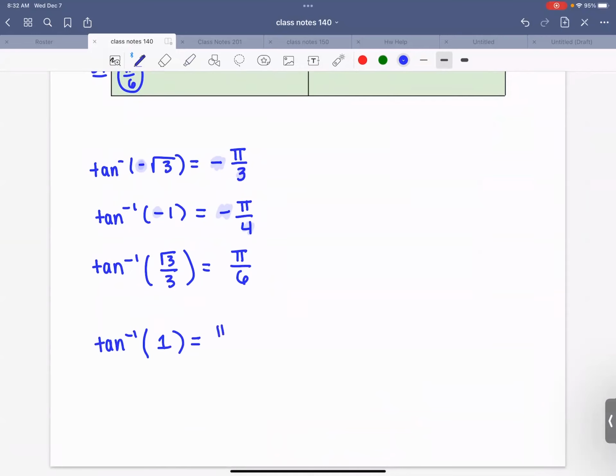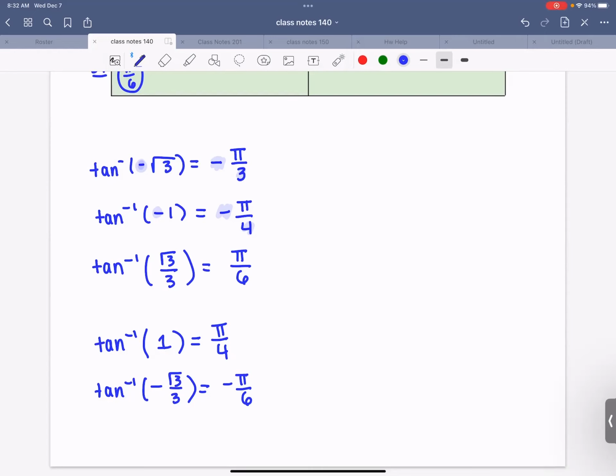Pi over 4, perfect. So you just take a look at the chart, right? And it's positive, so it's just a positive pi over 4. Very quickly, what's the inverse tangent of negative root 3 over 3? Good, negative pi over 6, right? So just take a look at your chart. That's the angle. If it's negative, stick a negative sign in front of it. If it's positive, just keep it positive. All right. Any questions on doing the inverse tangent?